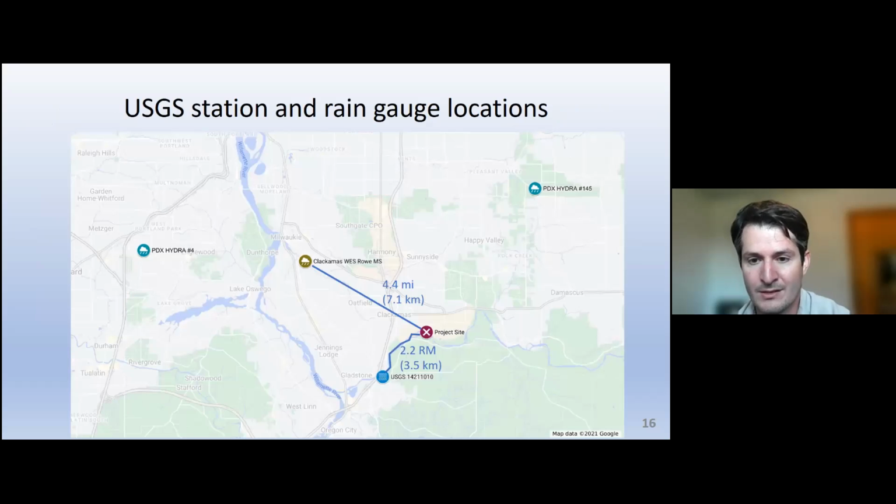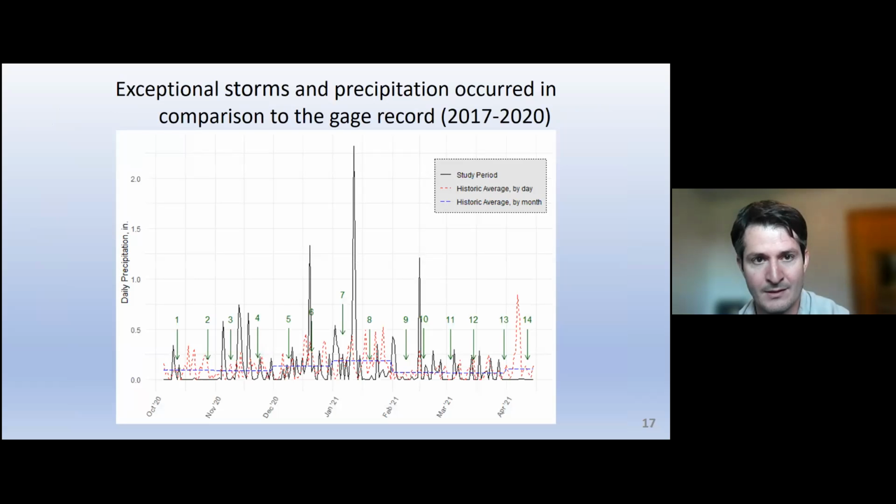Here's a map of where my project site was in relation to the Willamette River and the Clackamas River, where the Rao Middle School rain gauge was, and a couple other City of Portland hydro rain gauges nearby, as well as the USGS flow station down in Oregon City, just to give a sense of it.